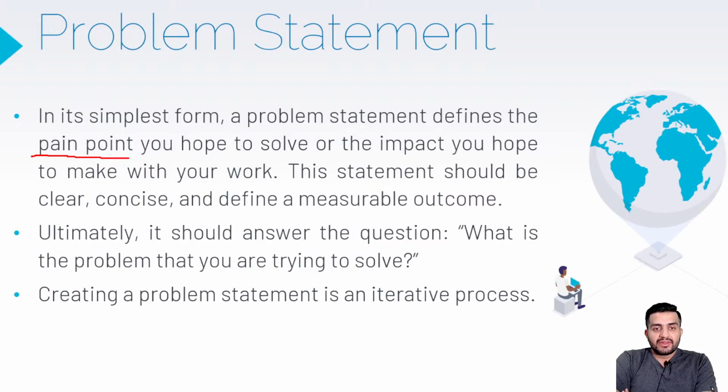And obviously, this statement should be clear, concise, and define a measurable outcome. It should be 100% clear, it should be concise, and it should define a measurable outcome. When I say clear, I should be 100% sure that with this problem statement, I am going to get this output. There should not be any discrepancy. The problem statement which you're trying to solve should be 100% clear, concise, and at the end, it should have a measurable outcome.